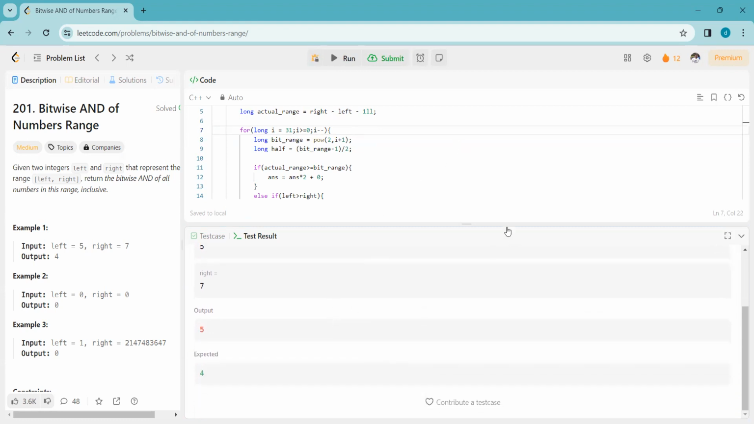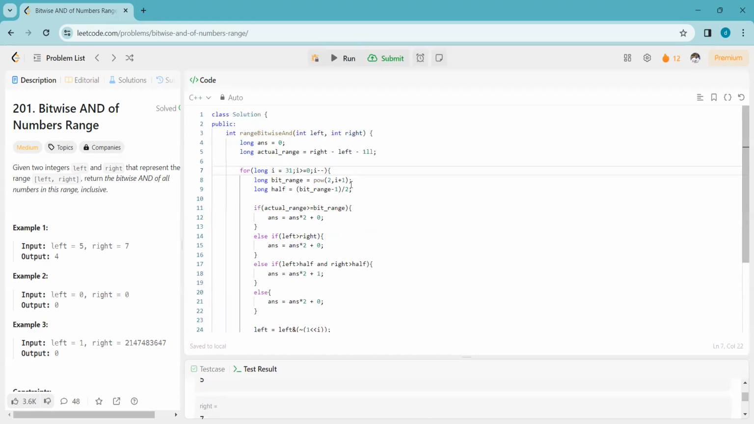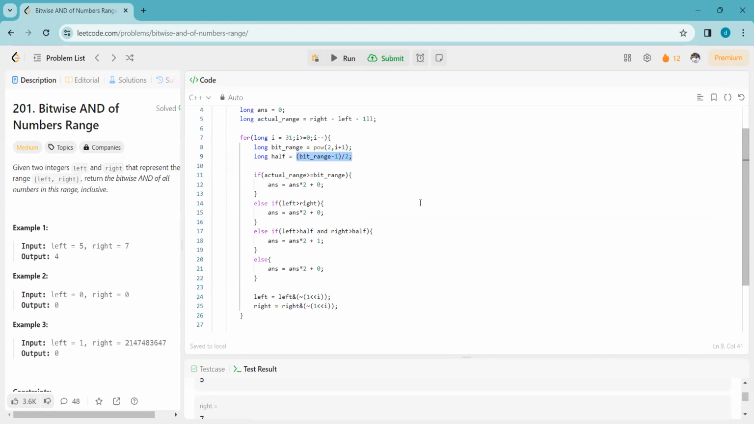Let's see. So we find the actual range, and then we are iterating from the 31st bit till the second bit, correct? And then we are finding the actual bit range after which the number is repeating, that is 2 to the power I plus 1, correct? We are finding the midway of that pattern, that is (bit range minus 1) by 2, correct? Now we are checking if actual range is greater than or equal to bit range. If that is so, the answer will be 0.